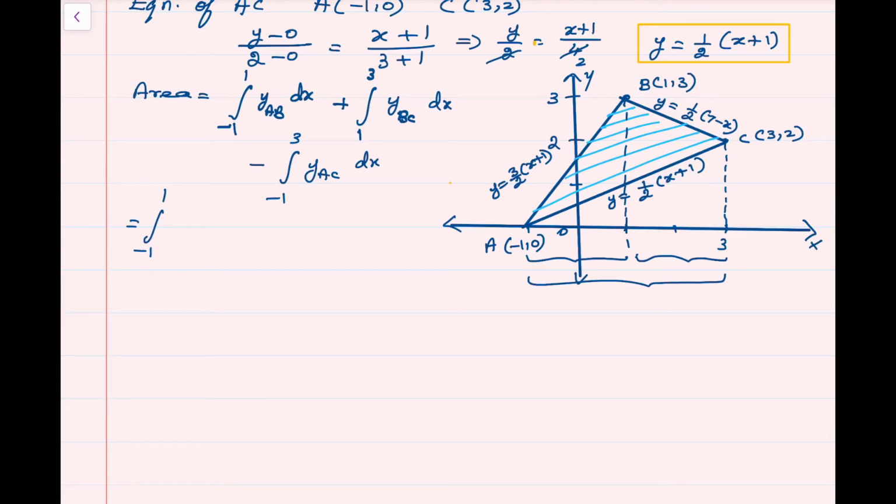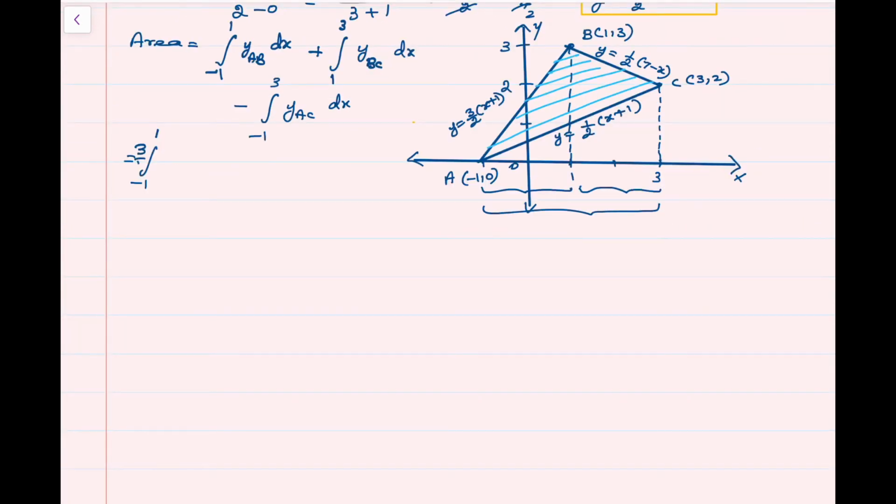Integral -1 to 1 of equation of AB is 3 by 2 times x plus 1 dx plus integral 1 to 3 of y of BC line, half into 7 minus x dx, minus integral -1 to 3 of AC equation, which is half into x plus 1 dx, and integration is so easy.